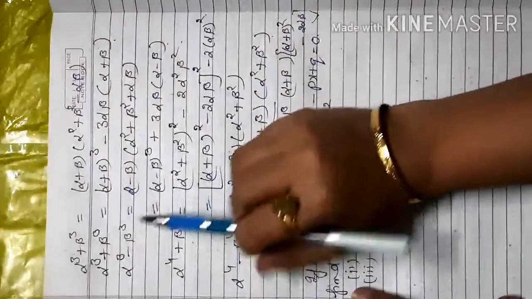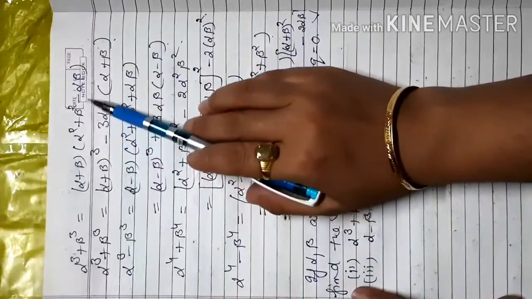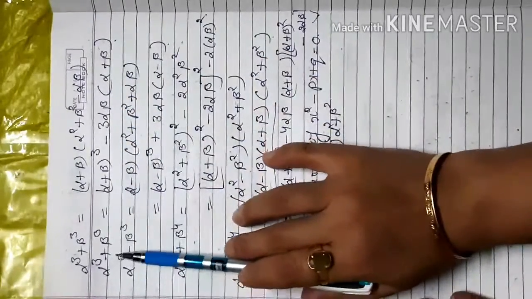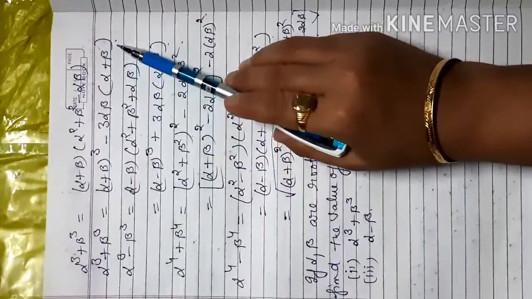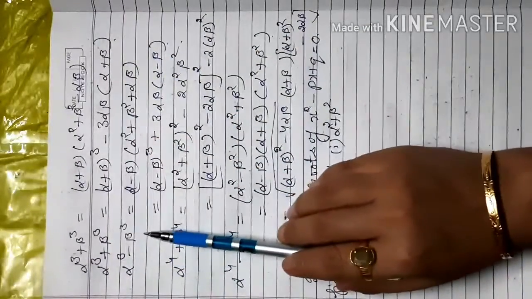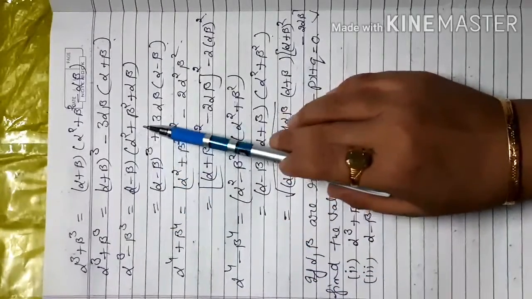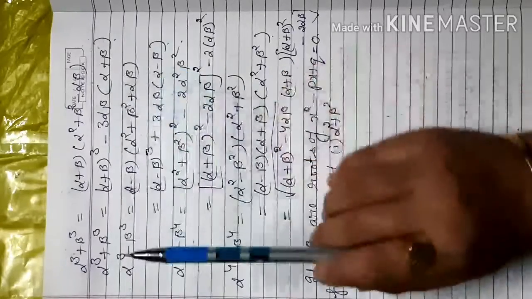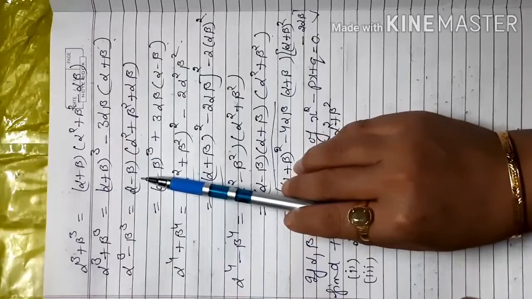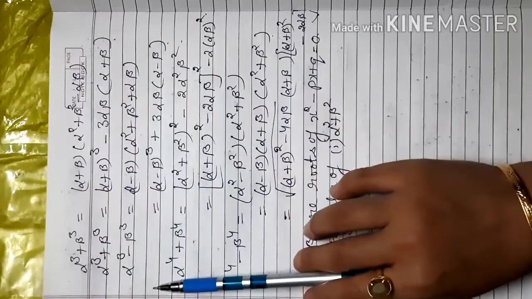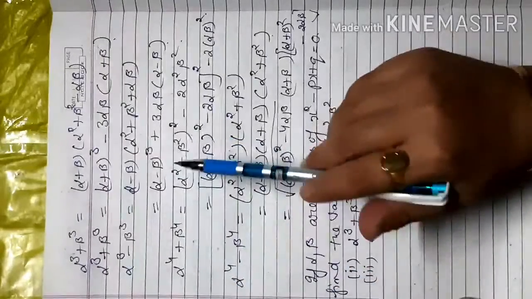So that is alpha cube plus beta cube equals alpha plus beta times alpha square plus beta square minus alpha beta, or alpha cube plus beta cube equals alpha plus beta whole cube minus 3 alpha beta times alpha plus beta. Similarly, for alpha cube minus beta cube, you can use the formula alpha minus beta times alpha square plus beta square plus alpha beta, because in this case alpha minus beta is used. That means if you are going to find the alpha minus beta value, you first have to convert alpha minus beta into the alpha plus beta form, then go further.